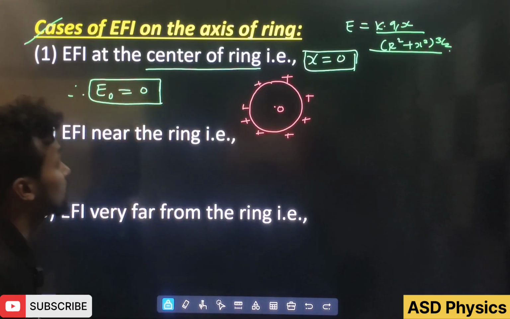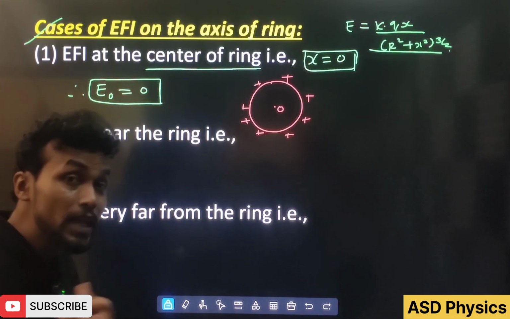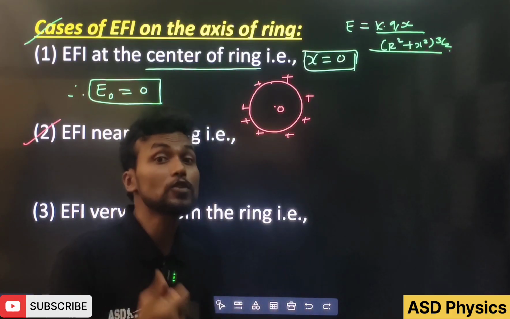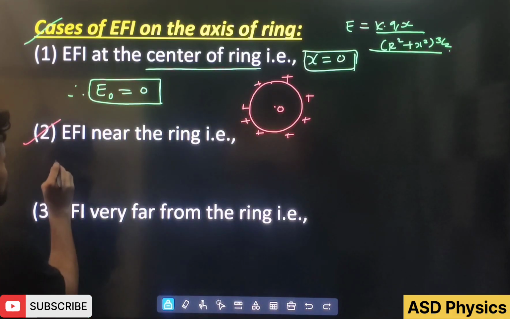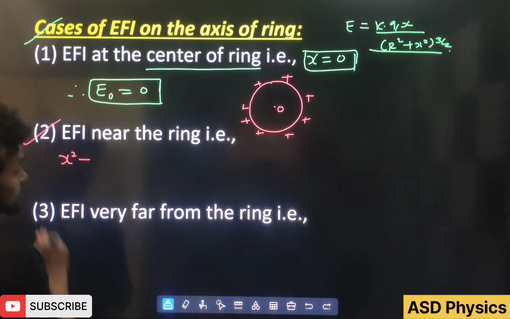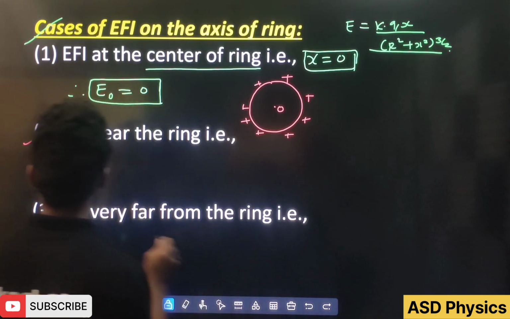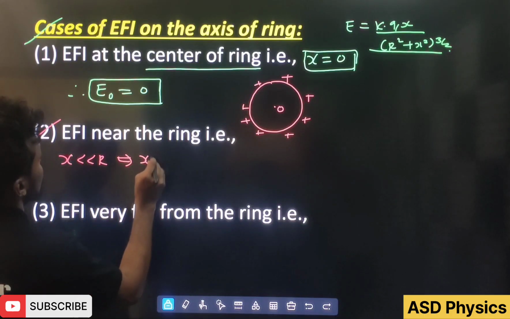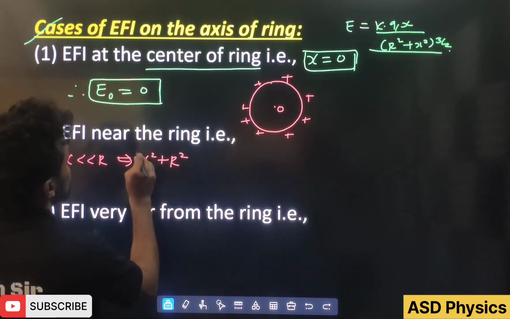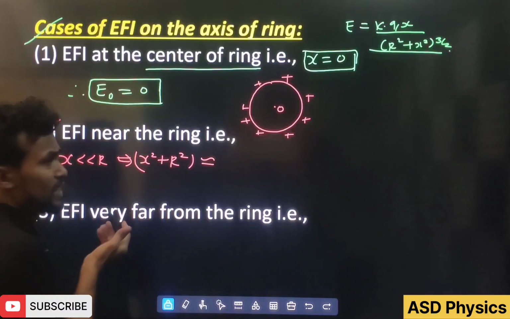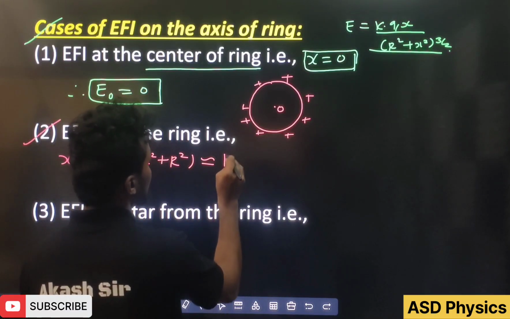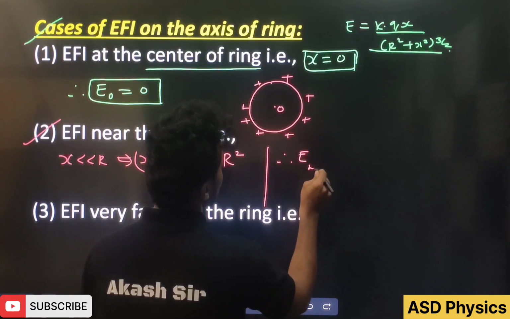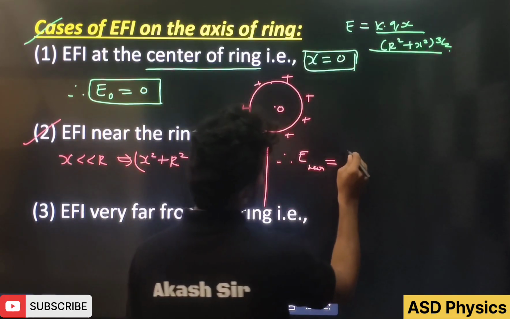Next one, see please. Electric field intensity near the ring. Near the ring means what? That means observation point is close compared to the radius of the ring. So near the ring means we can write here, the value of x will be what? The value of x will be less than R. Or we can tell this x square plus R square is approximately, x is very, very small. That means it will become what? It will become R square here. Hence, if I write here the electric field nearby, so just check this here.